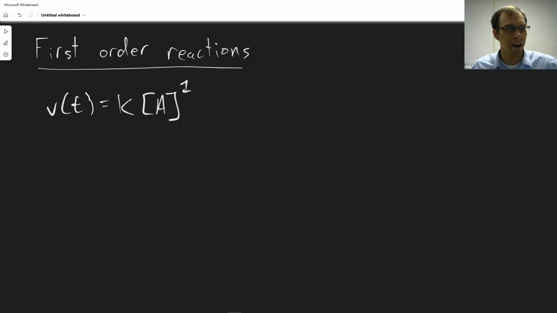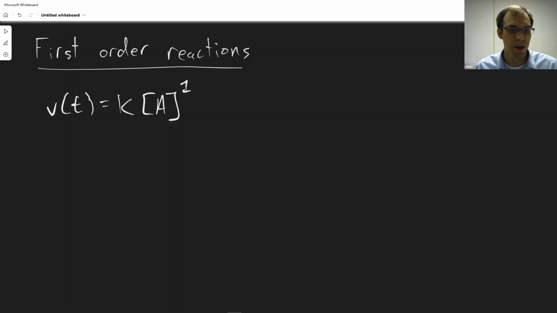Generally, you don't have higher than that for reasons of it's hard. We'll get into this when we talk about mechanisms, but it's hard to get three things that collide at the same time, which is usually what you would need to have a third order reaction. So generally, first and second order are the most common reactions that you'll see.